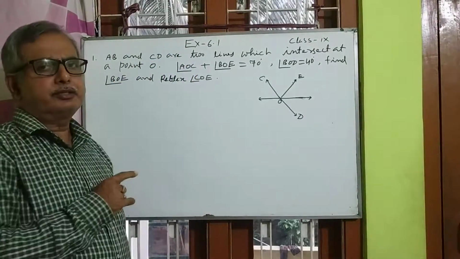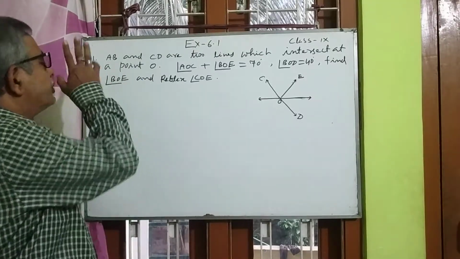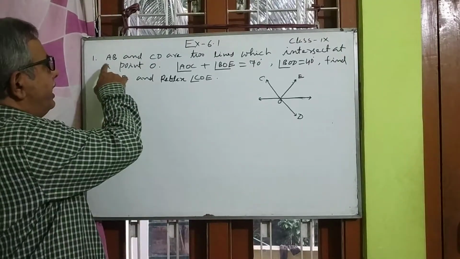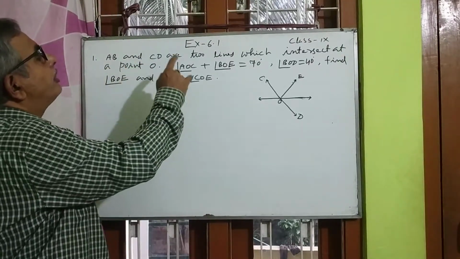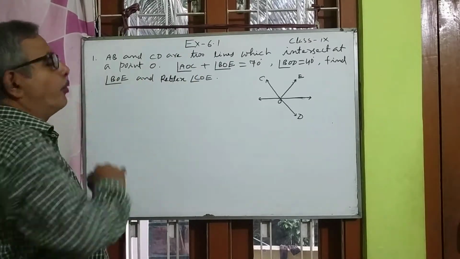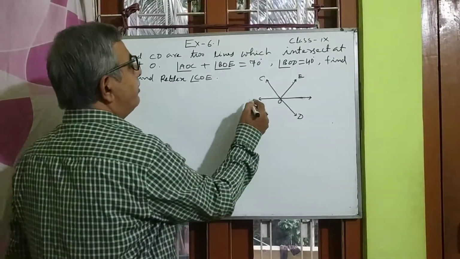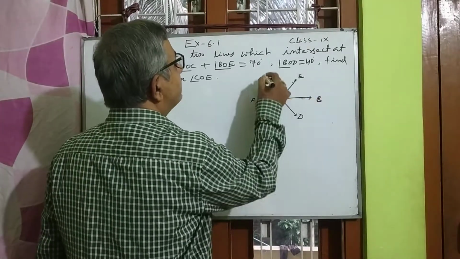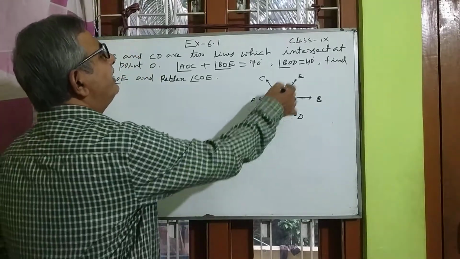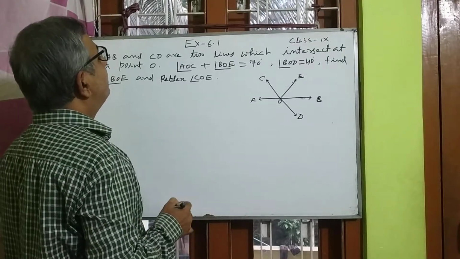This is exercise 6.1 and question number 1. AB and CD are two lines which intersect at a point O, as given in the figure. This is AB and CD. They intersect at a point O. OE is another ray.